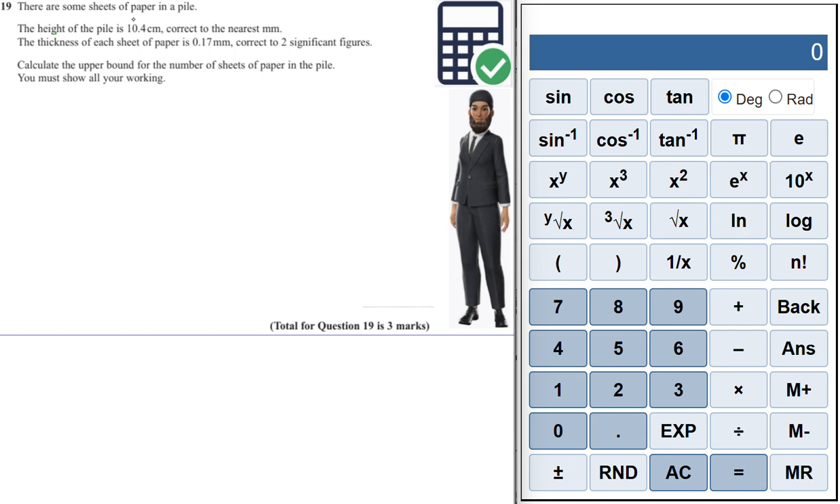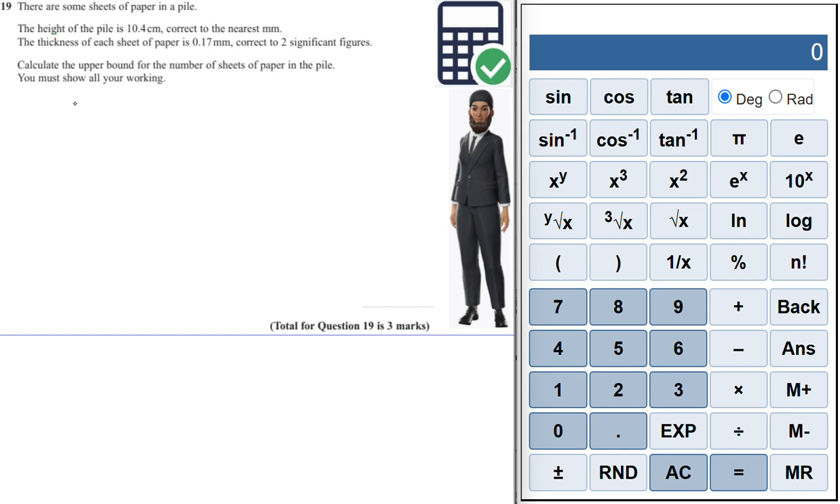There are some sheets of paper in a pile. The height of the pile is 10.4 centimeters, correct to the nearest millimeter. The thickness of each sheet of paper is 0.17 millimeters, correct to two significant figures. Calculate the upper bound for the number of sheets of paper in the pile. You must show all your work.